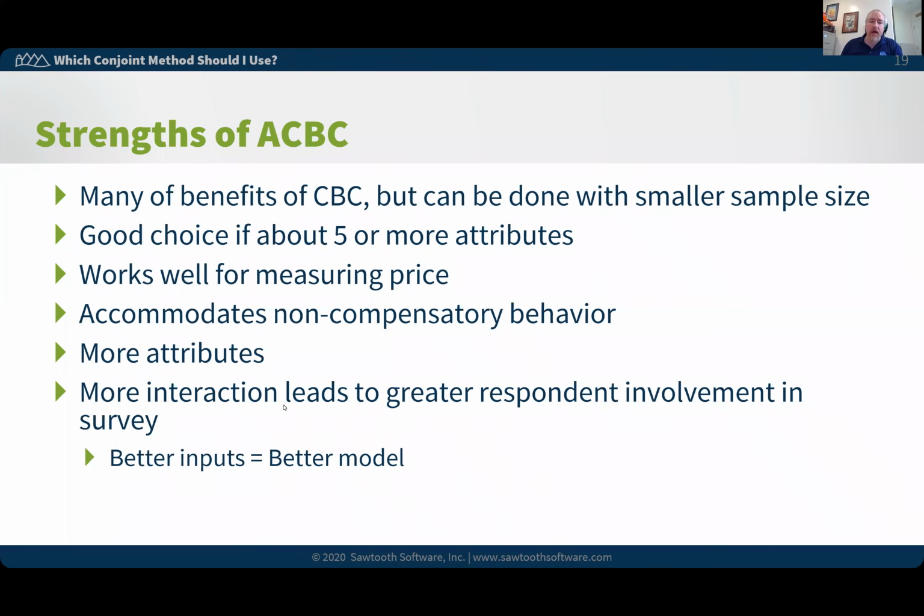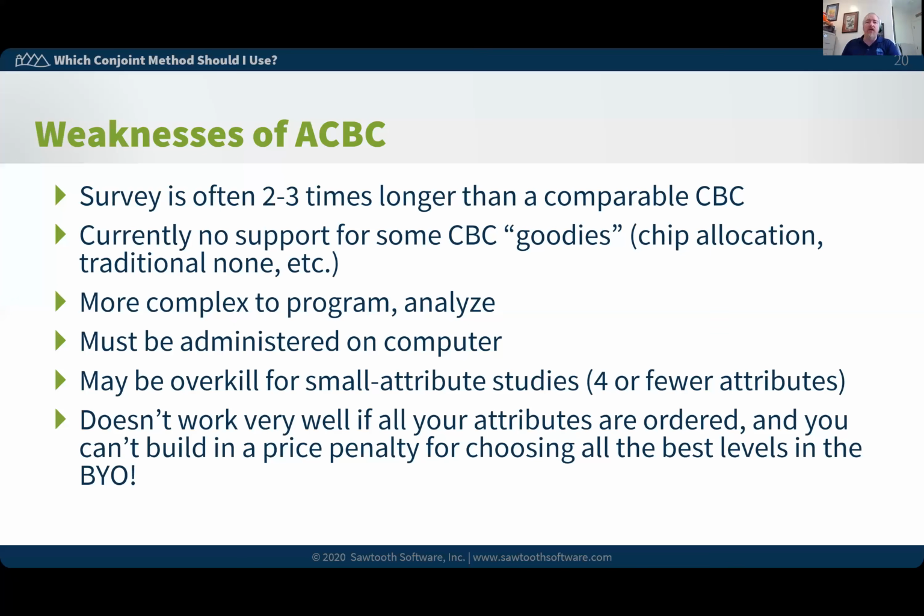And it's got interaction. So respondents, again, like it better because it's interacting and learning from them as they go. A couple of the weaknesses of ACBC. It's a longer survey. Because we've got all the question types, it makes it a longer survey than a comparable CBC. Currently, there's no support for some of the CBC goodies. So things like chip allocation, traditional none option in the choice tasks, things like that.